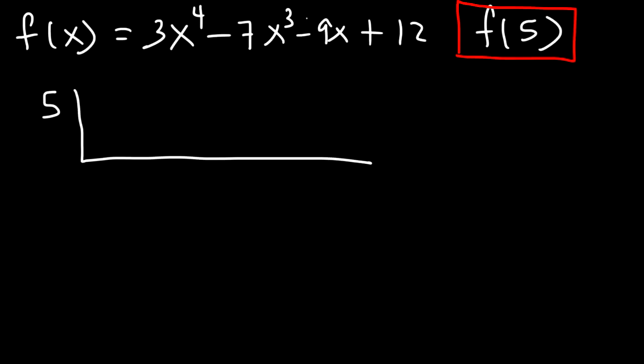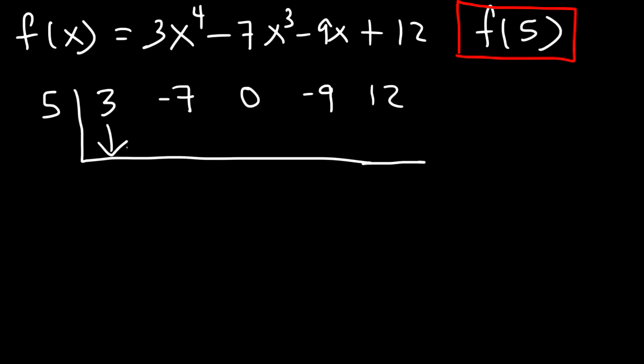Now notice that we don't have an x squared term. So we're going to use 0x squared. This means that we need to insert 0 between -7 and -9. So the coefficients are 3, -7, 0, -9, and 12.